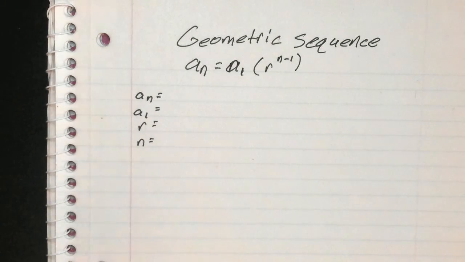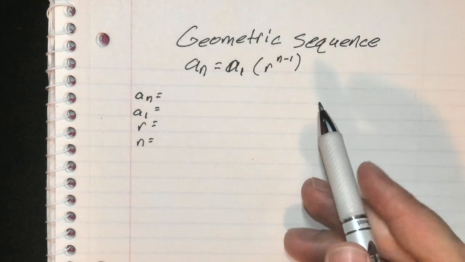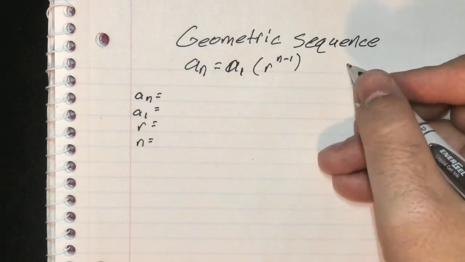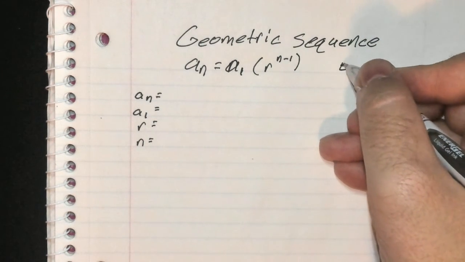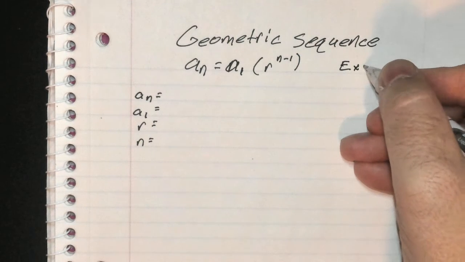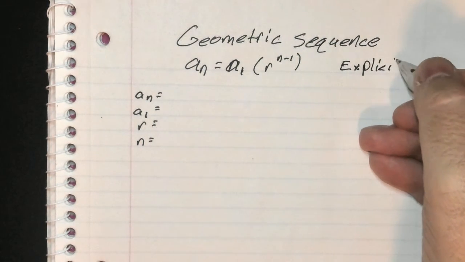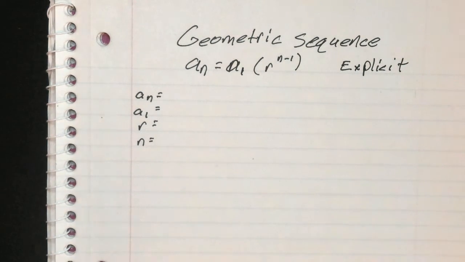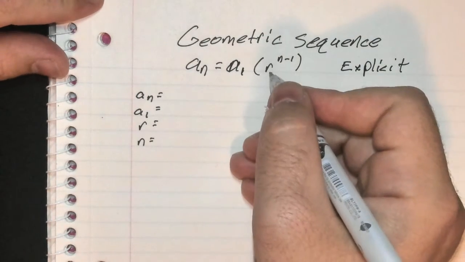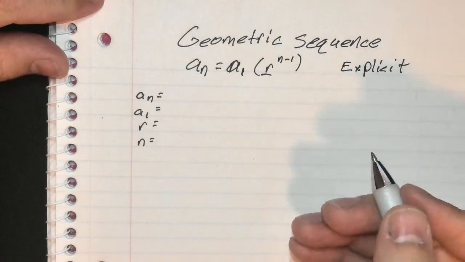Now, this is actually going to talk about the formula, and this is what we call the explicit formula. If you guys remember arithmetic, we talked about an explicit and recursive. I think the recursive formula is stupid, so I'm only going to make a video over the explicit formula. All the notations mean the same thing except with geometric. I told you there's this thing called R.